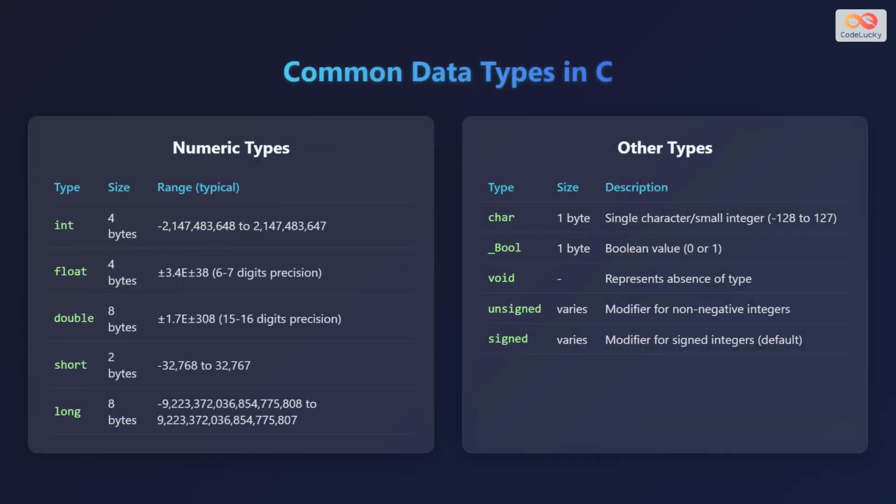Let's explore the common data types available in C. Numeric types include integer, float, double, short, and long. Integer typically occupies 4 bytes and can store whole numbers in the range of -2,147,483,648 to +2,147,483,647. Float also typically occupies 4 bytes and represents single precision floating point numbers, having a range of plus or minus 3.4e plus or minus 38 with 6 to 7 digits of precision.